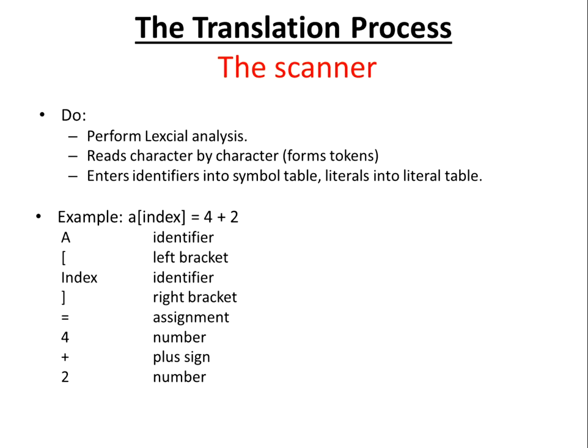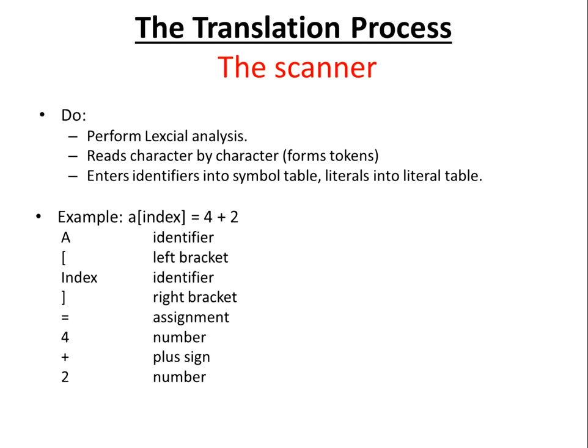So the scanner is the first phase of the compiler, and now we're going to talk in more detail about the different phases of the compiler. The first phase is the scanner, which takes the source code as input and produces tokens as output. So it performs lexical analysis. It's about the characters that constitute different tokens: it reads character by character and forms tokens, entering identifiers into the symbol table and literals into the literal table. For example, given the following instruction: a, left square bracket, index, closing square bracket, equal to 4 plus 2.